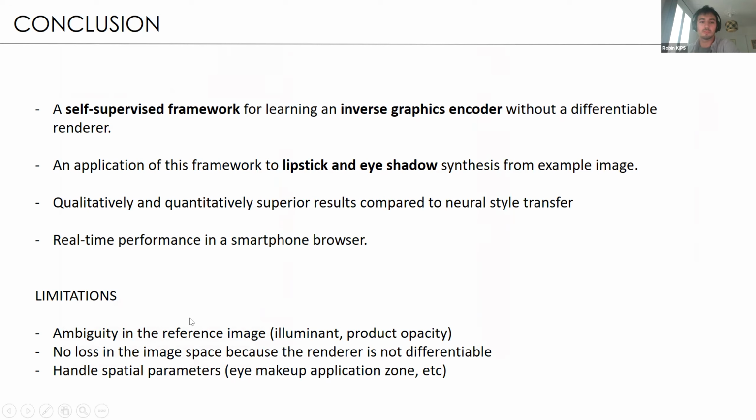And to talk about a few limitations, one issue with this kind of approach is that there is a lot of ambiguity in the source image, so you don't take into account the illuminant and this kind of thing. So you have no real guarantee that your actual product will look exactly the same in the end. It's really operating in the apparent space and not in the physical product space.